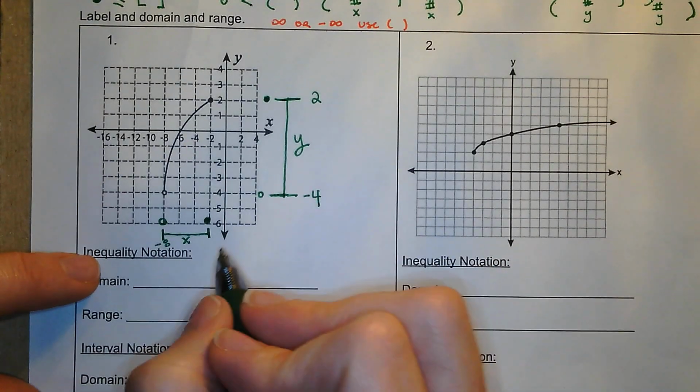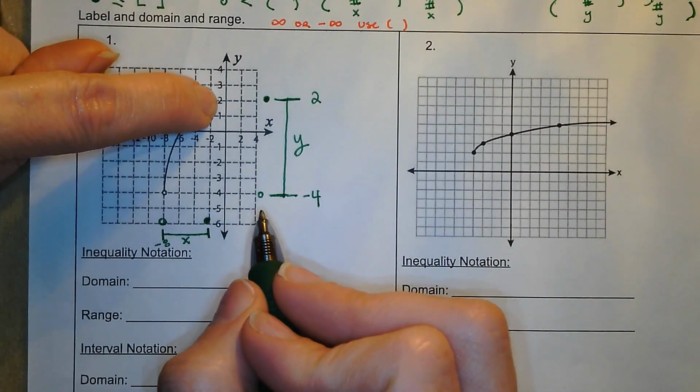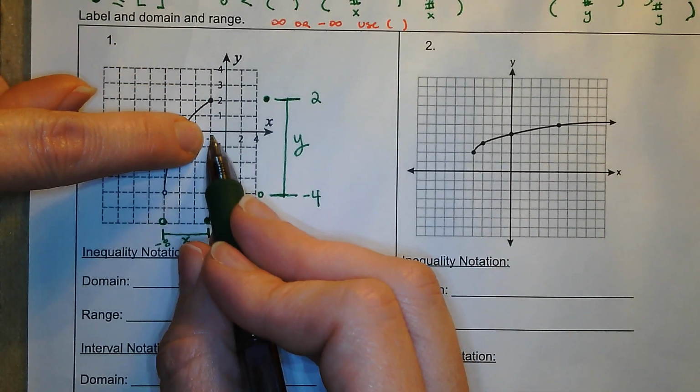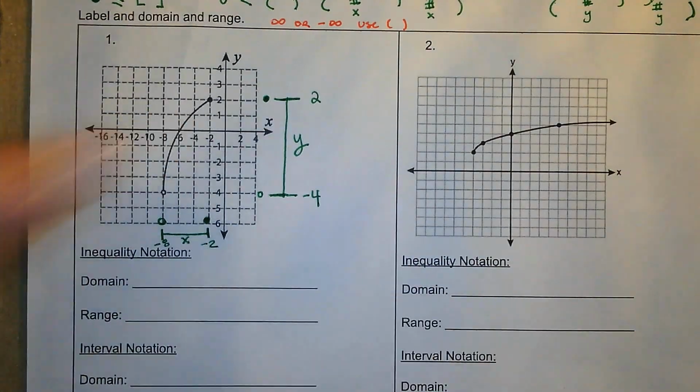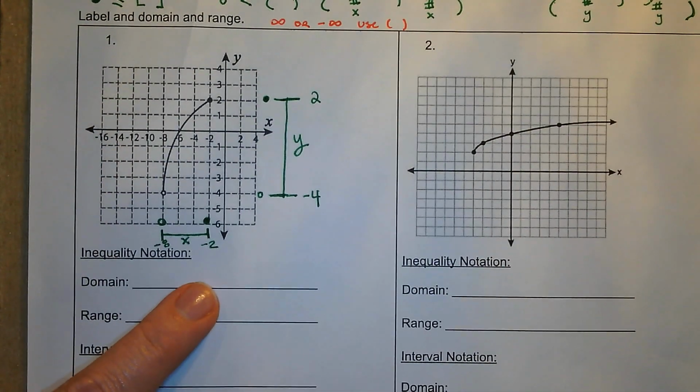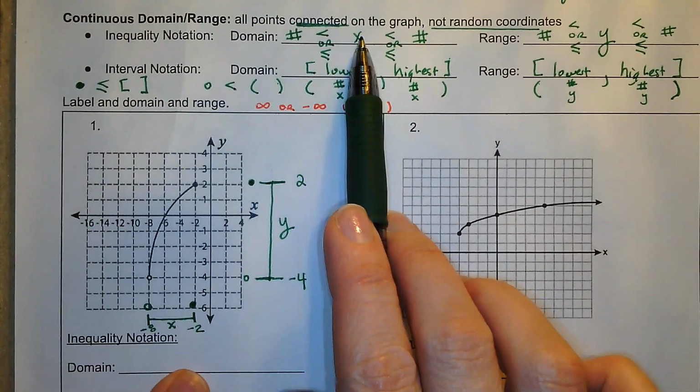And then the one on the far right side goes, I'm not looking up there at the 2, I'm looking at where it crosses the x-axis. That's at -2. All right, so for my inequality notation, if you remember, it's going to look like this.